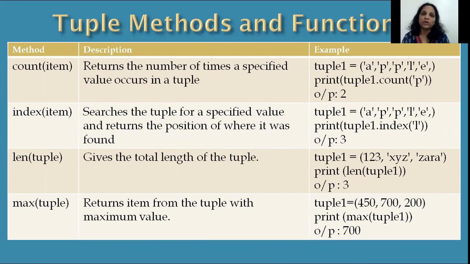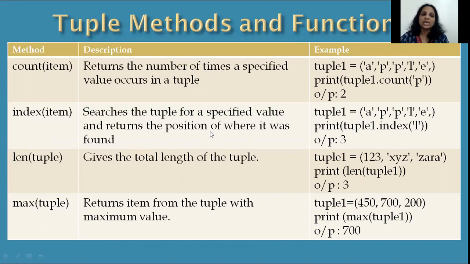First, coming to the count function. What was the count function doing? You write an item there. It finds out how many times this item appears in the tuple and gives you that number. For example, I've written here count P. So in A, P, P, L, E, which is stored in a tuple, how many times does P appear? P appears 2 times. Suppose you asked how many times does X appear? It would give you 0.